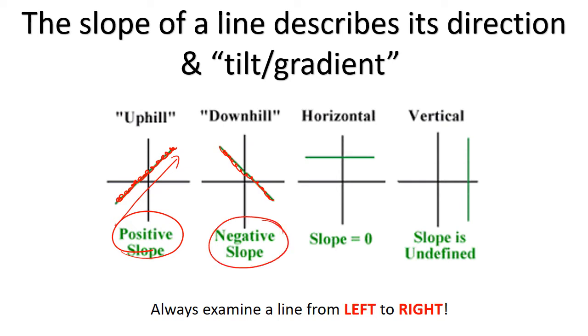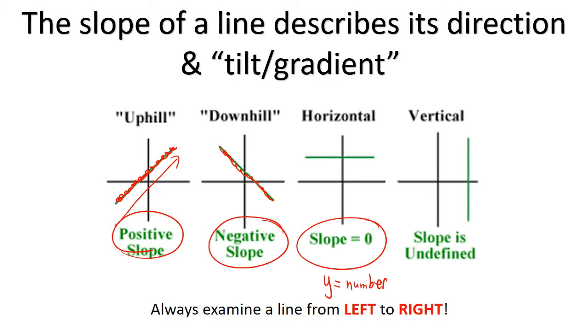If a line has no tilt or no angle and goes straight across, it is said to have a slope of 0. All horizontal lines will have the form of y equals some number. So if only the y is present, then that will give you a horizontal line.